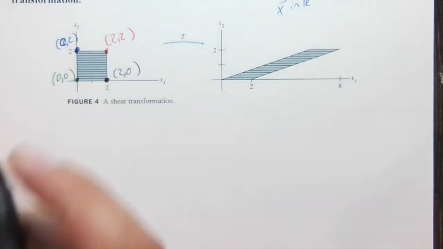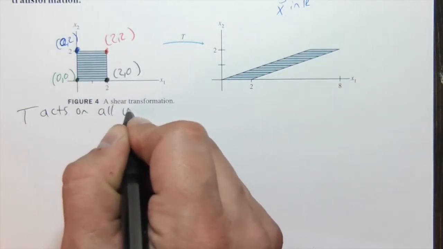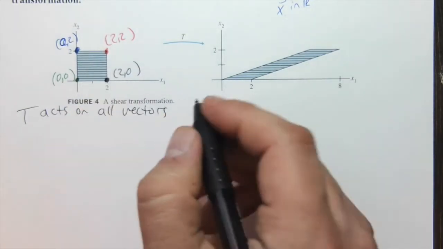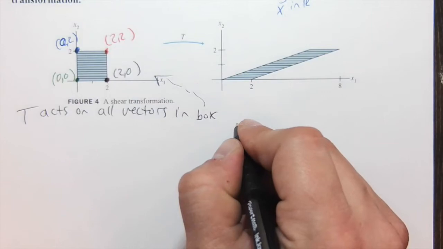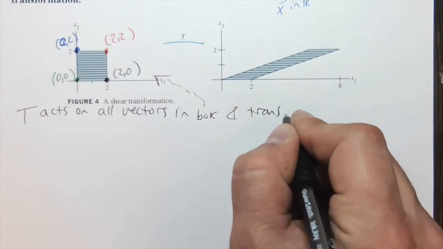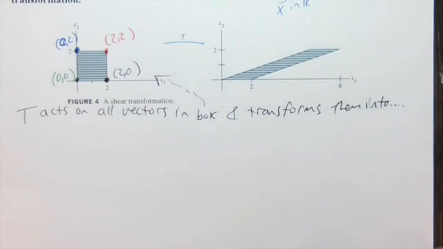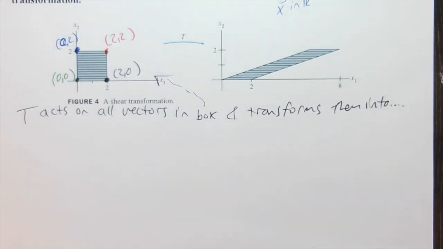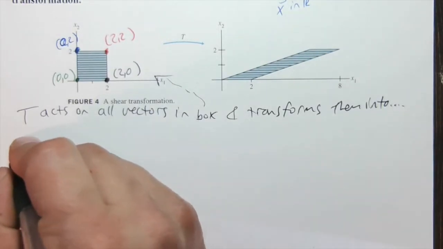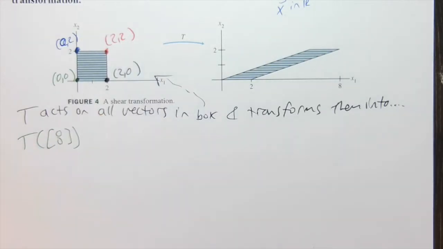The punchline here is that T is going to act on all the vectors in this box and transform them into the following. We're going to look at the corners and see what happens to the corners, and then what happens between the corners will be obvious as well. Let's act on the origin first. I'm going to do that in green. So let's act on this linear transformation on 0, 0, that point.